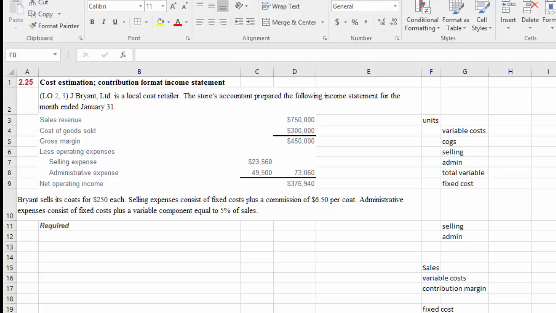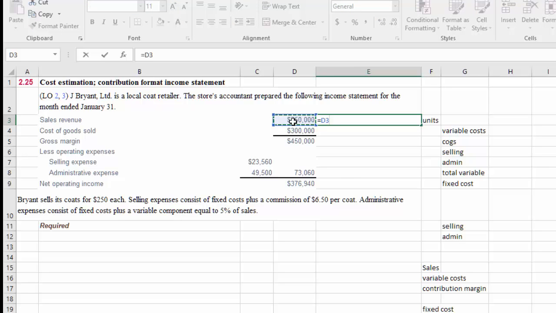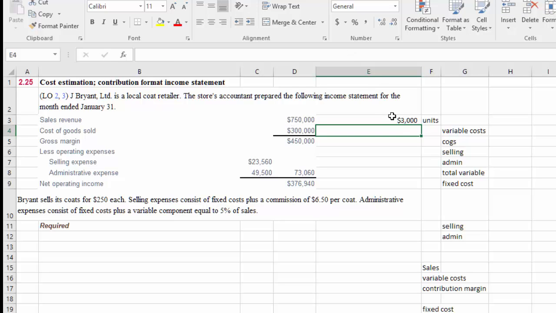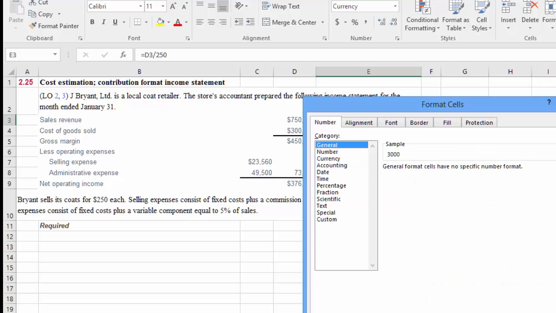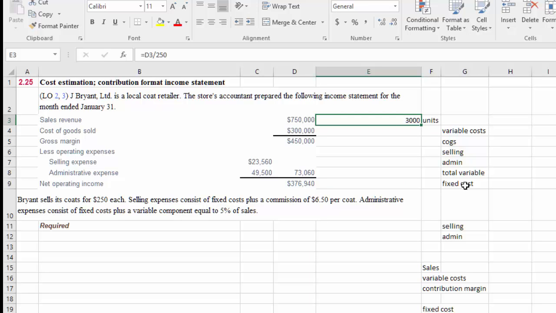Now, what we see here is that the coats sell for $250 each. One of the first things that we want to do is find out how many coats we actually sold. This becomes very important as we go through the calculations. So we have revenue of $750,000. Each coat was sold for $250. So simply going $750,000 divided by 250 gives us that we actually sold 3,000 coats. Now this is not $3,000, but this is actually 3,000 coats as in the number of units.